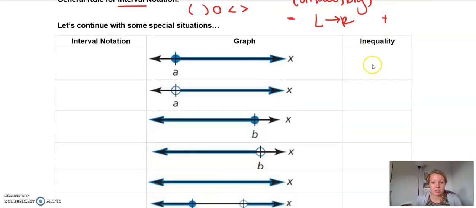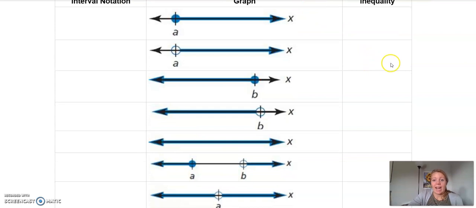Here are some more special situations. Say I have a line that starts with A, but just goes on forever and ever. Well, that forever, if we go all the way to the positive side and never stop, is called infinity. So when I write my interval notation, what I'm saying is I'm starting at A. This is my smallest number because I can't go smaller than A. I'm starting at A, closed circle, meaning it's a bracket, and I'm going all the way to infinity.